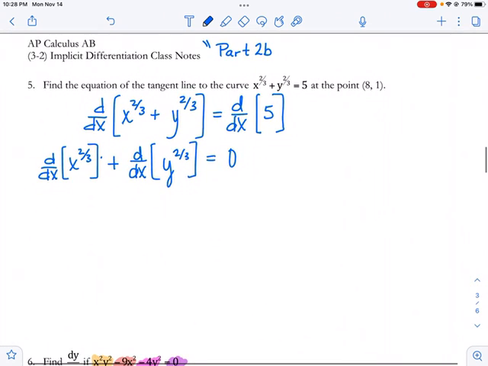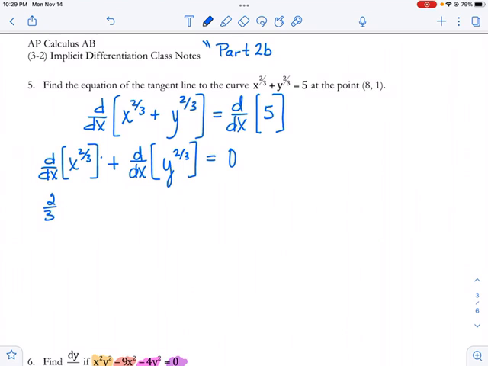So now we're picking up with part 2b, and we take the derivative. We want to find the equation of the tangent line to the curve x to the 2/3 plus y to the 2/3 equals 5 at the point (8, 1). So we take the derivative of both sides of the equation. On the left-hand side, we take the derivative of each term individually, and on the right-hand side, the derivative of 5 is equal to 0.